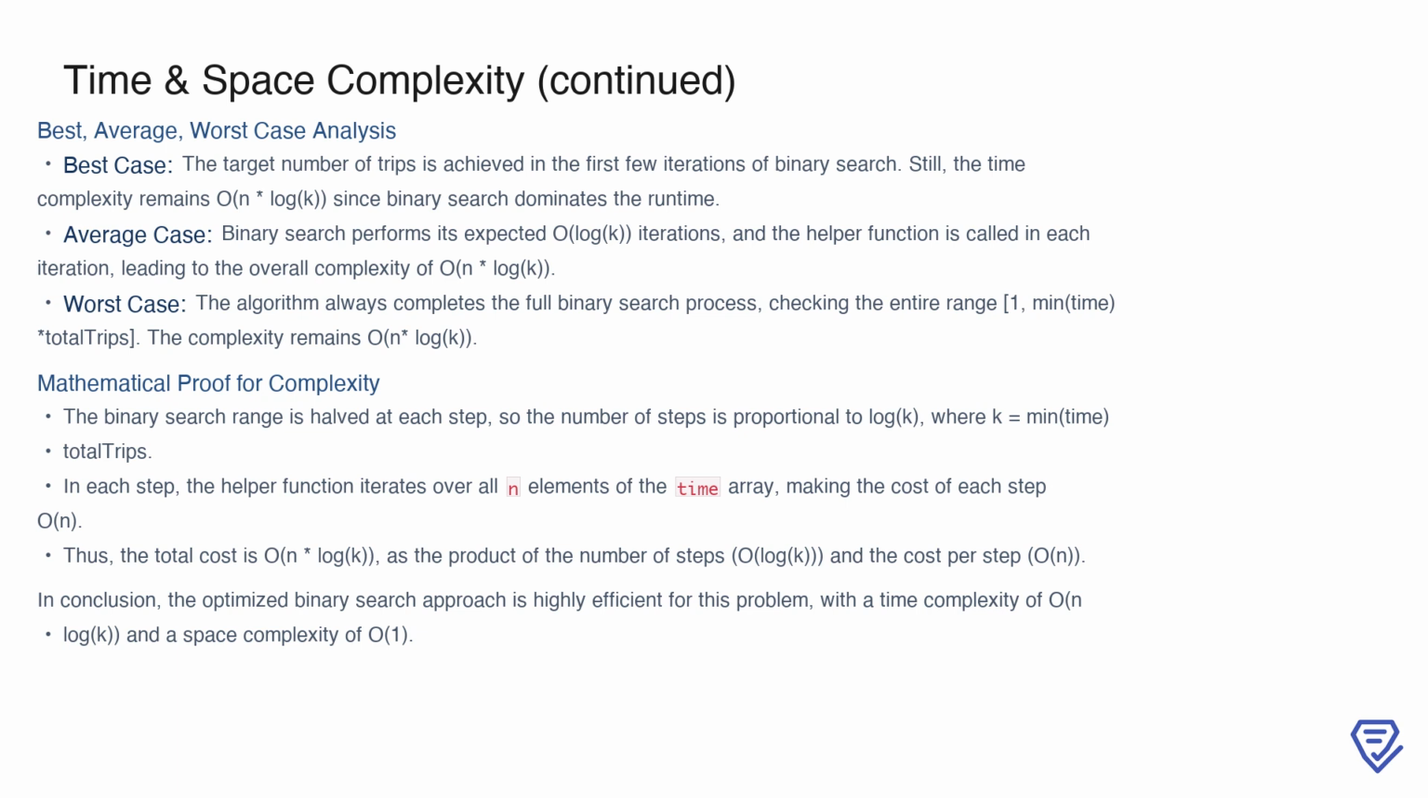This consistency in performance is backed by the mathematical reasoning that binary search reduces the range logarithmically, while the helper function's cost per step grows linearly with the number of buses. Overall, this approach balances efficiency with simplicity, achieving O(n * log k) time complexity and O(1) space complexity, making it highly effective for this problem.